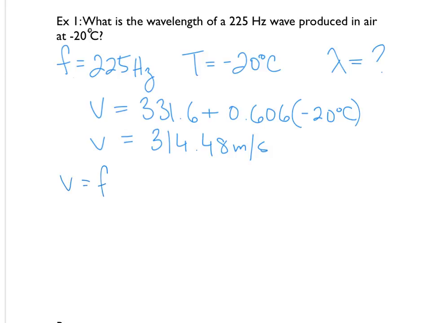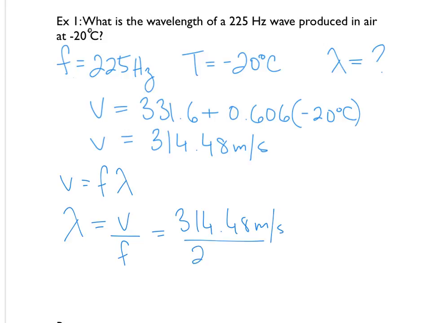Your velocity is equal to frequency times lambda, which is your wavelength, and let's solve for wavelength. So let's just rearrange this equation: velocity over frequency, and that's going to be what we just solved over your frequency, which was given in the question, 225 Hertz. And that will give you 1.42 meters. And remember that Hertz is 1 over second, so your seconds are going to cancel out and you're left with meters. So therefore, your wavelength is 1.42 meters.